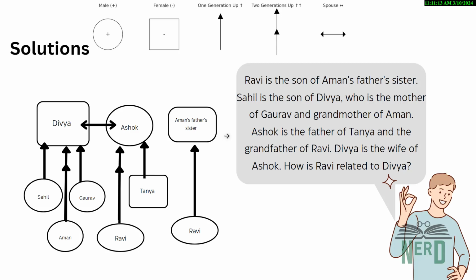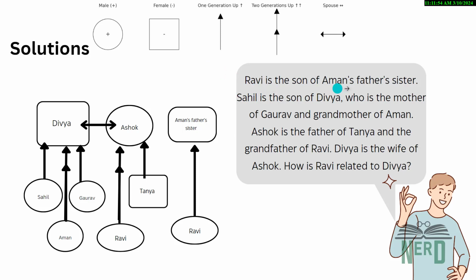It is asking: Ravi is the son of Aman's father's sister. Remember the clue. Sahil is the son of Divya, who is the mother of Gaurav and grandmother of Aman. Ashok is the father of Tanya and the grandfather of Ravi. Divya is the wife of Ashok. And how is Ravi related to Divya? Kind of a big question you might think, and it might mess with your mind. But it's easy to understand if you know the diagram and the symbols you can use. So let's start with the first one.